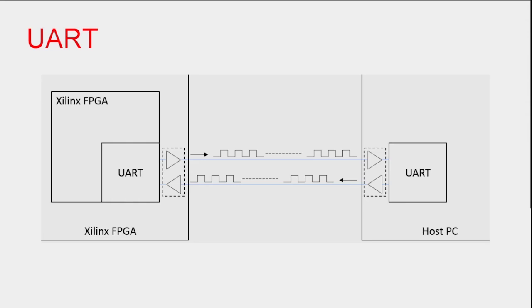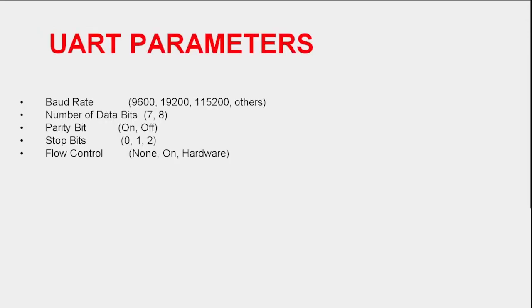It supports simplex communication, which is one-way communication, and duplex communication, half duplex and full duplex. UART supports simplex, half duplex, and full duplex. So these are the UART parameters.